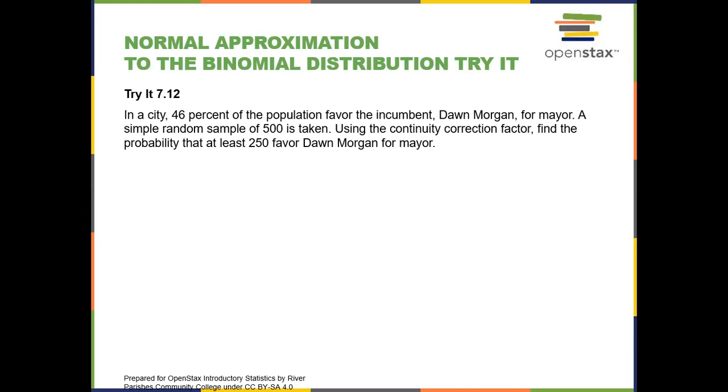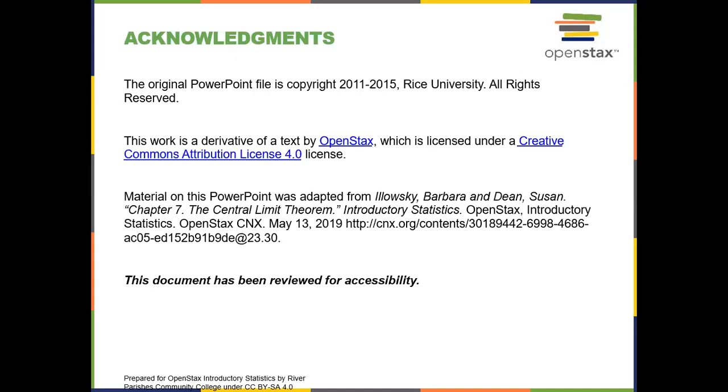What is my upper? 1, then second, comma, gives me the capital E, which is exponent 99. What is my mean? It is 230. What is my standard deviation? 11.14. Then I go down to paste, enter, and enter. And it is 0.967. So there is a 96.7% probability that at least 250 will favor Don Morgan for mayor.